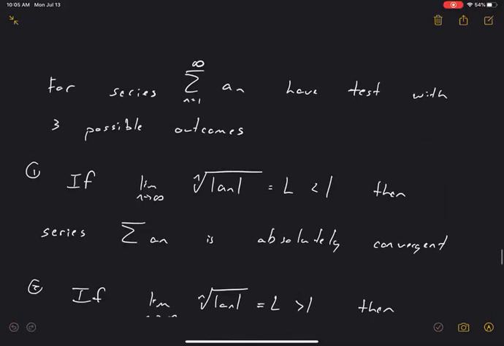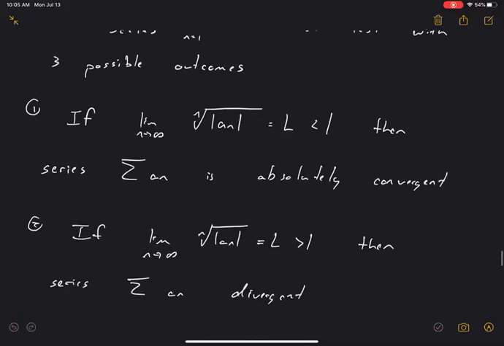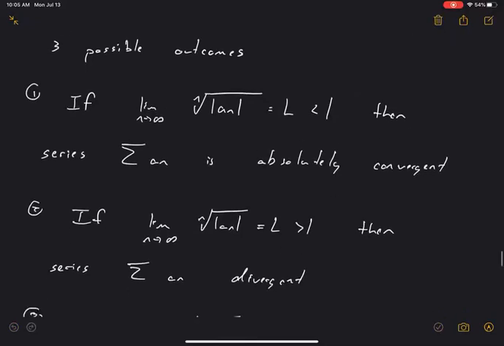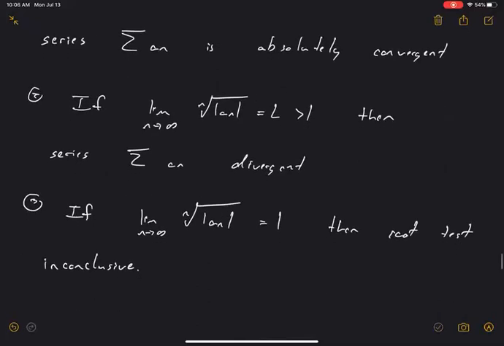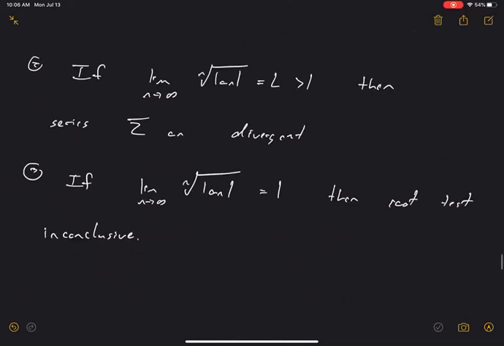Again, there are 3 possible outcomes, and they're almost identical to the ratio test. If we do the root test and the limit equals L, which is less than 1, then the series is absolutely convergent. If the limit is greater than 1, the series is divergent. And if the limit is equal to 1, the test is inconclusive.